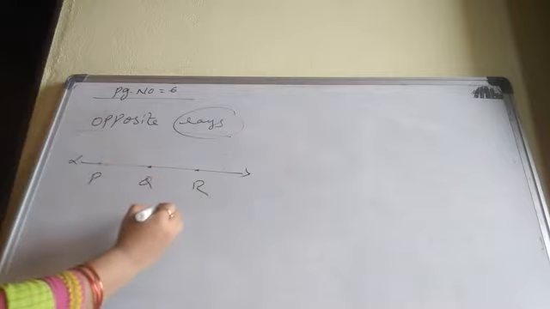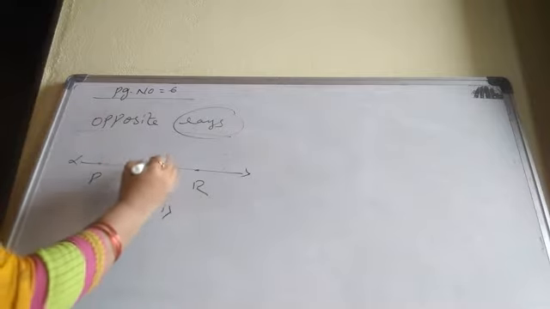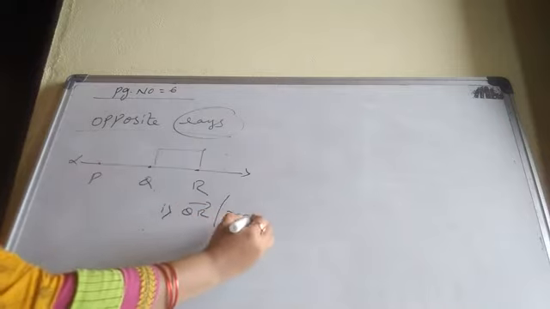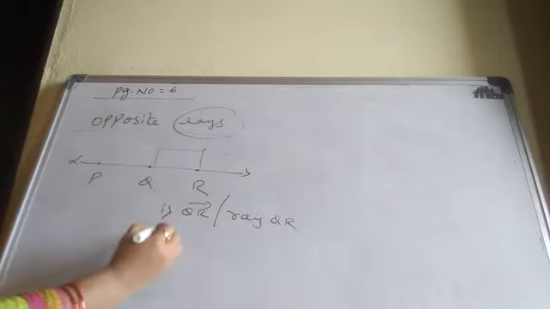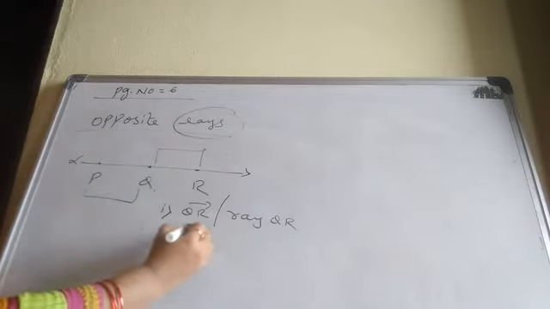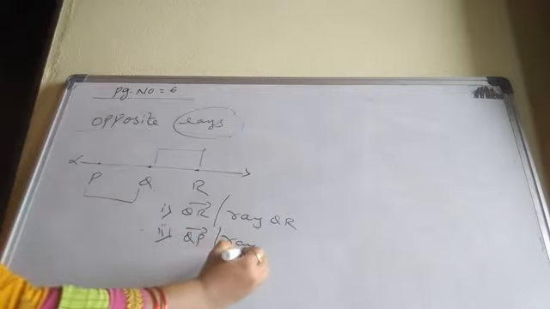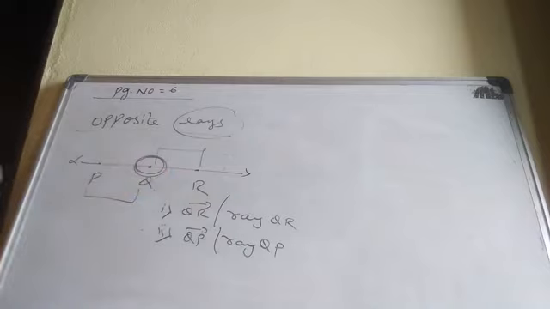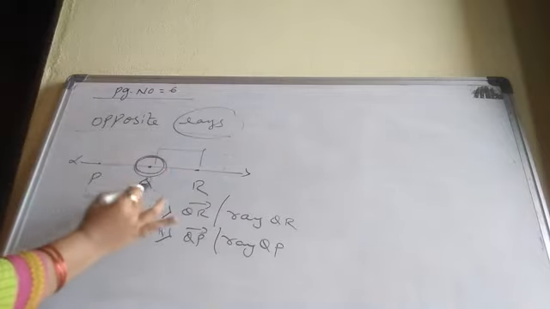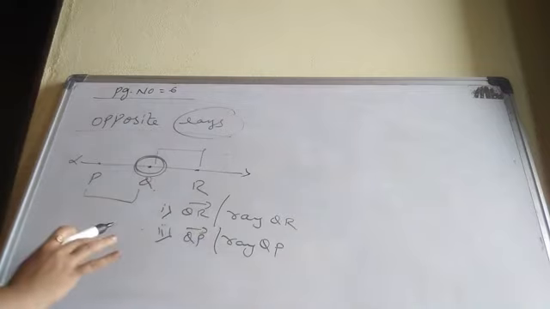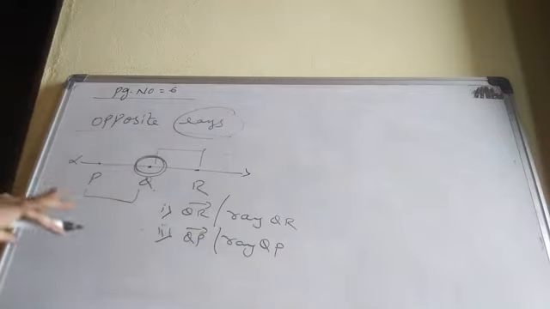2 rays. Our first ray here is what? QR, ray QR. And the second ray is what? QP, ray QP. See, from this figure, the origin is common. The initial point is common. So, ray QR and ray QP are the opposite rays which lie on the same line, but in opposite directions.